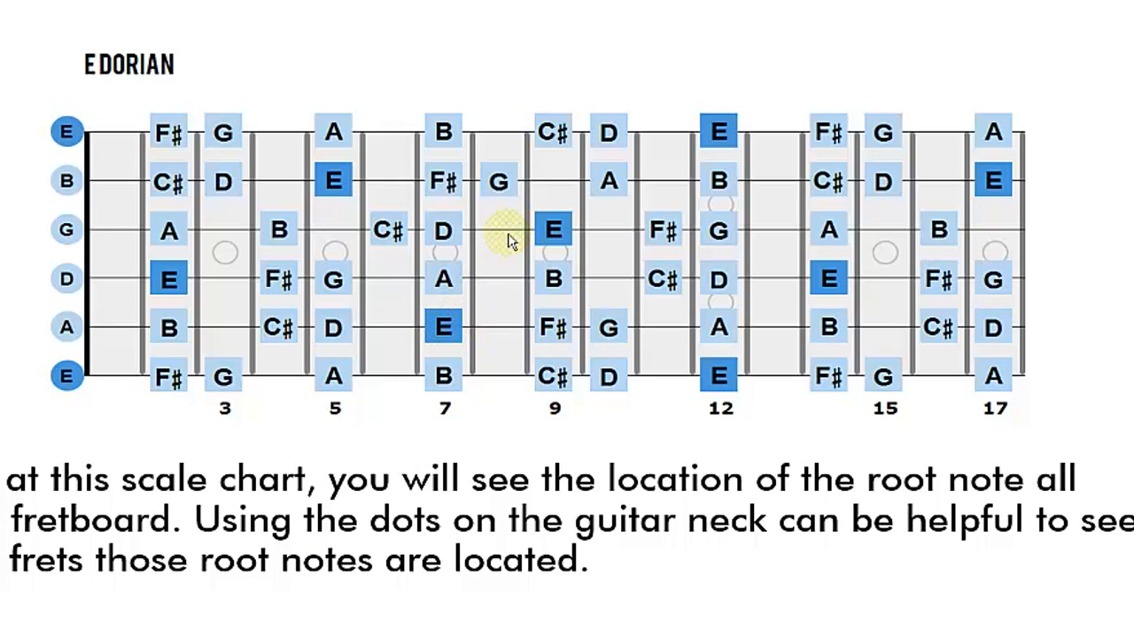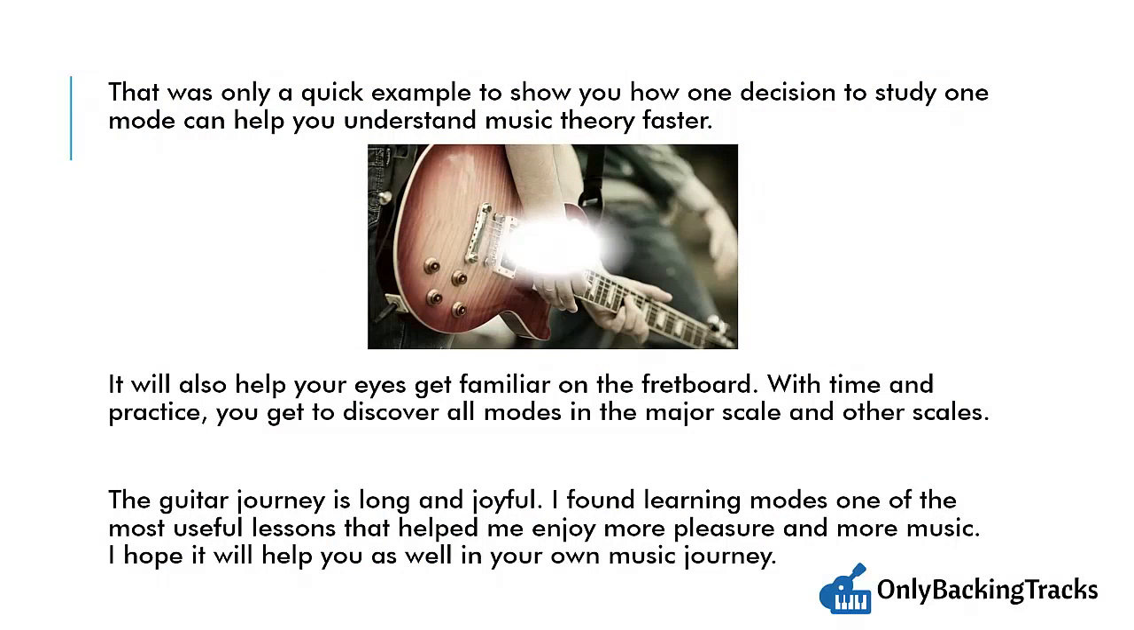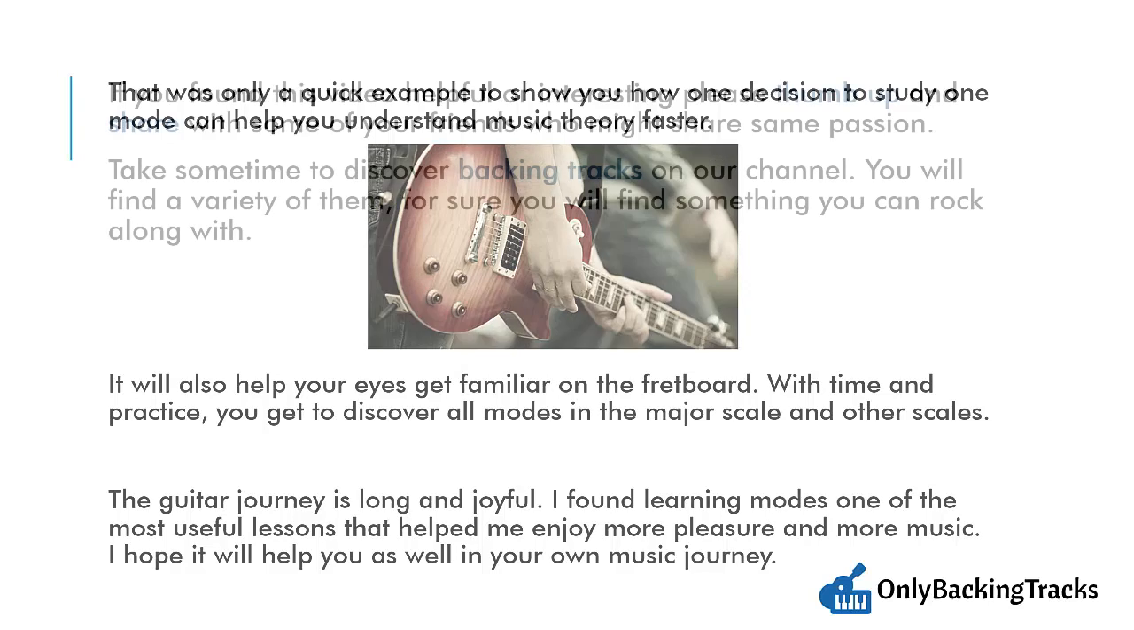Another look, you will see that the Dorian mode has a minor third. That's why it has a minor sound. See the note G? It's the minor third. It should be G sharp if the scale was E Ionian or any other major mode. That was a quick example to show you how one decision to study one mode can help you understand music theory faster. It will also help your eyes get familiar on the fretboard. With time and practice, you get to discover all modes in the major scale and all other scales. The guitar journey is long and joyful.